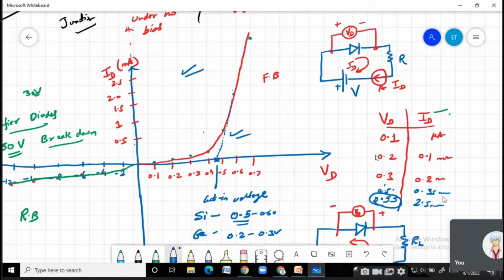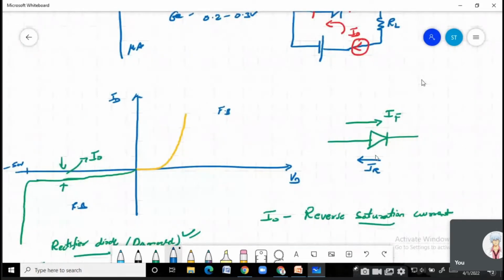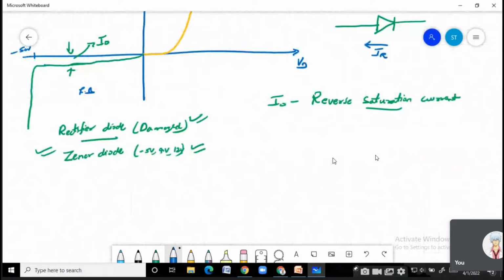And this characteristic is represented by an equation, the diode current equation, ID. Anybody remembers what the diode current equation is? It is the sum of diffusion current and drift current. I hope everybody knows what a diffusion current and a drift current are. I'm talking about the equation.